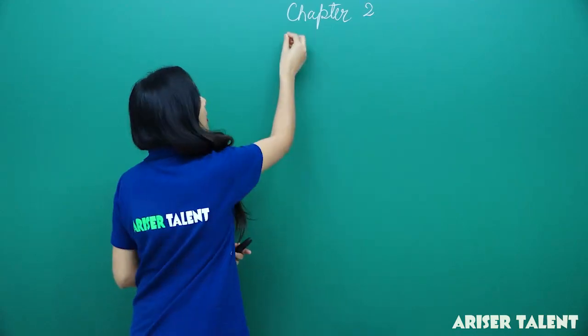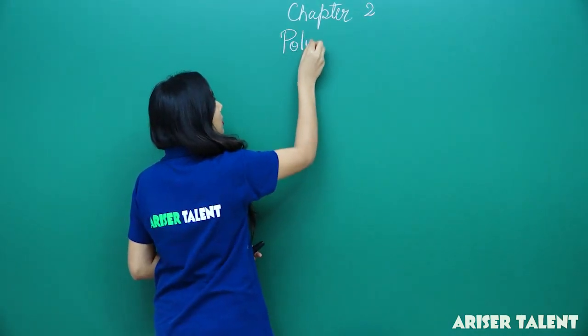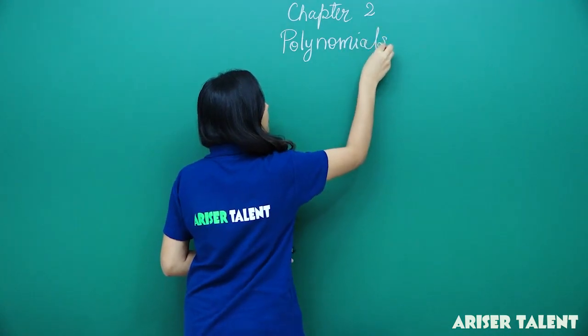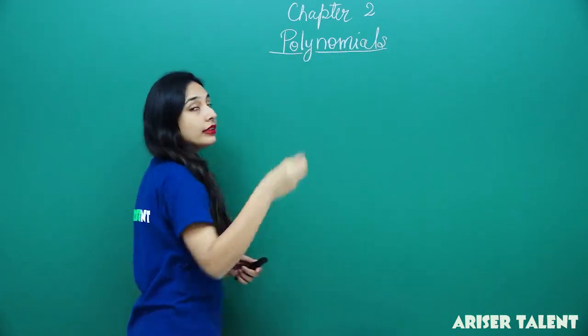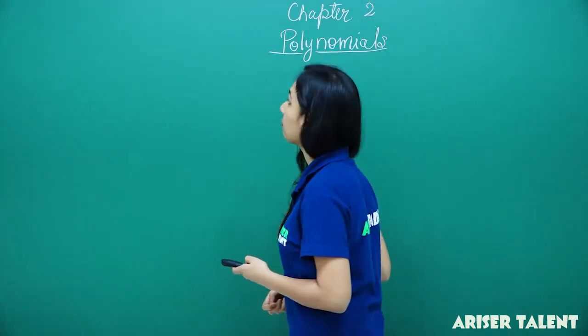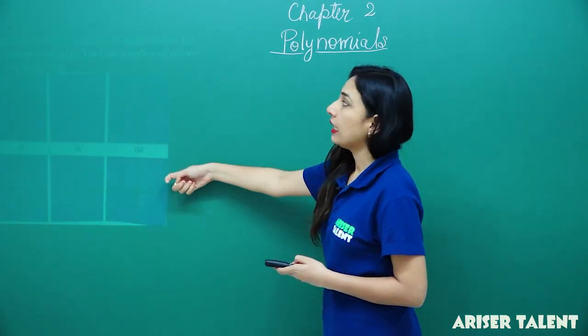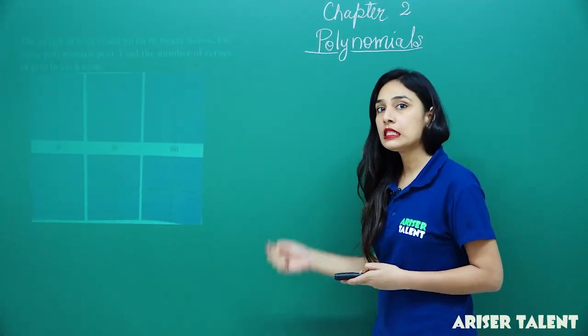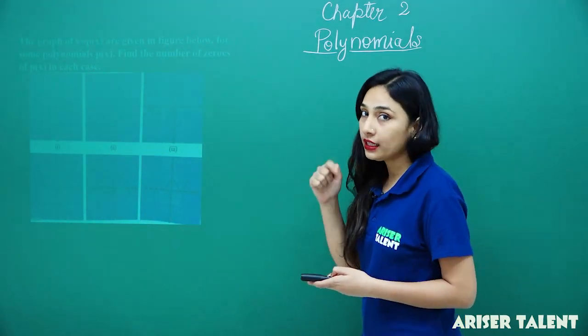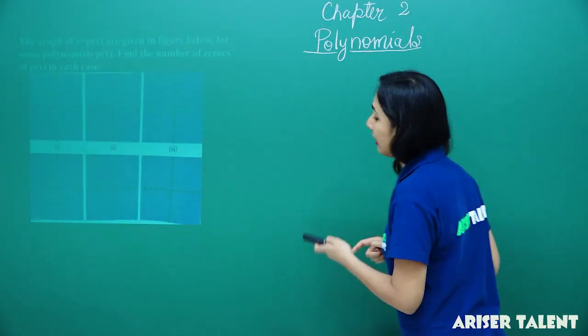Okay students, so we were studying our chapter 2, polynomials. We were last discussing a graph question and we solved it somehow directly. So now we'll go in the depth of this.